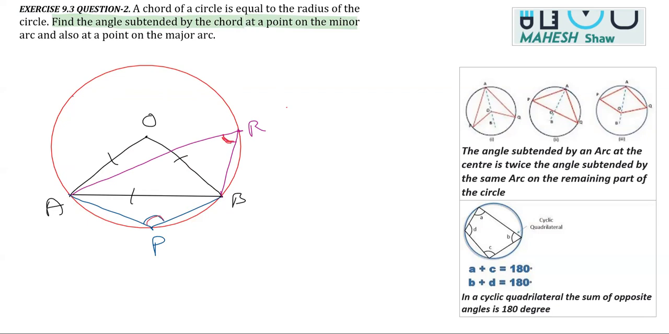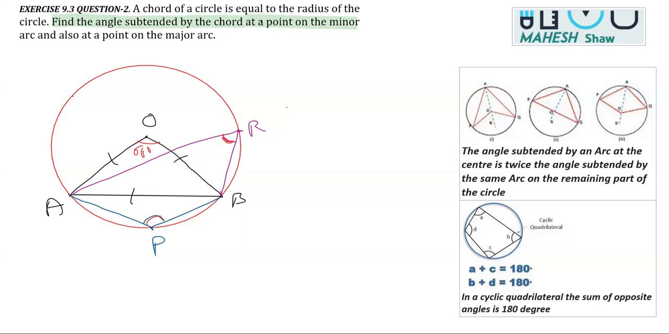Now, first of all, we are going to apply the property of an equilateral triangle. As you can see that this is an equilateral triangle, and in an equilateral triangle, all sides are equal. That's why it's an equilateral triangle. And we also know that each angle of an equilateral triangle is 60 degrees. So I can say this angle is 60 degrees. This angle is 60 degrees.